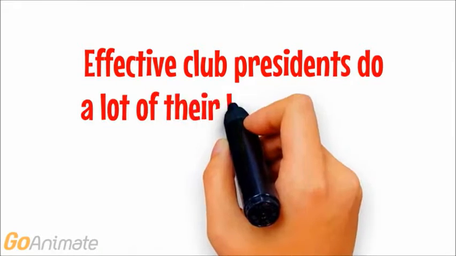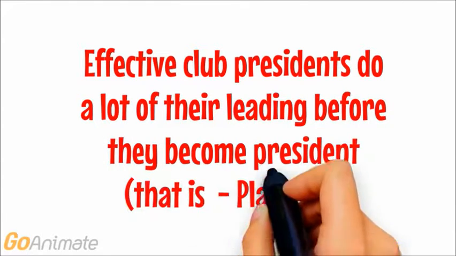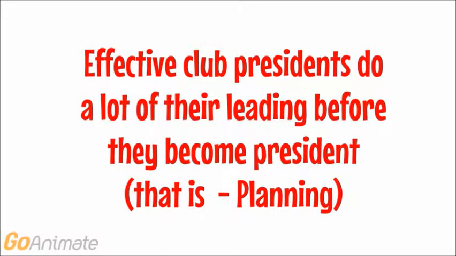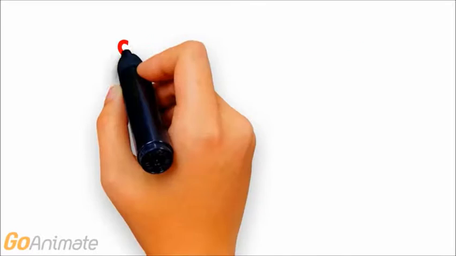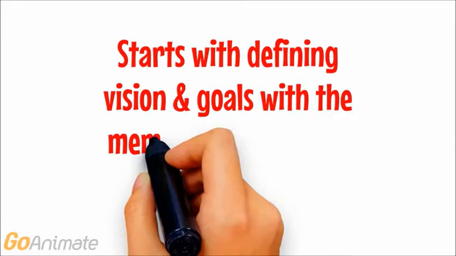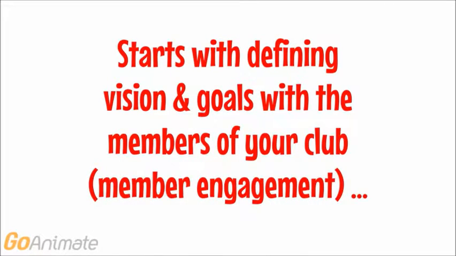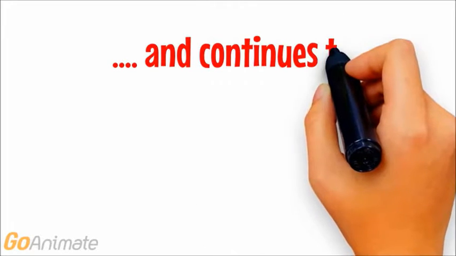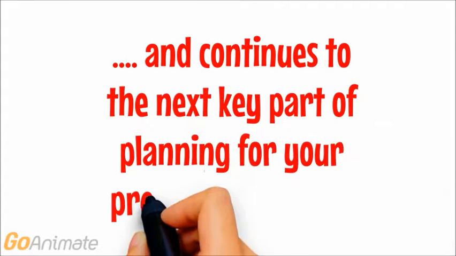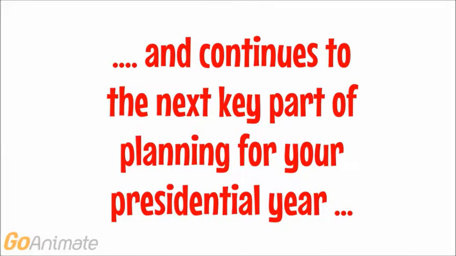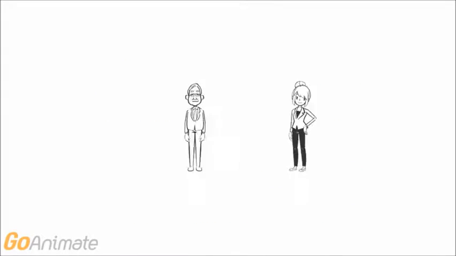Effective club presidents do a lot of their leading before they become president. That is, planning. It starts with defining vision and goals with the members of your club, which is member engagement, and continues to the next key part of planning for your presidential year, which is building your team.